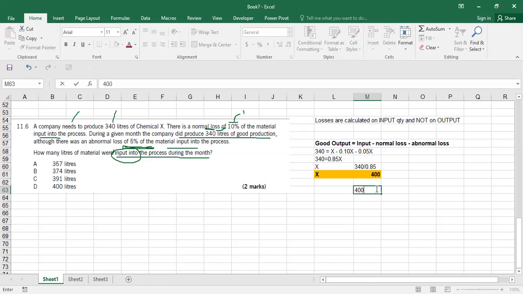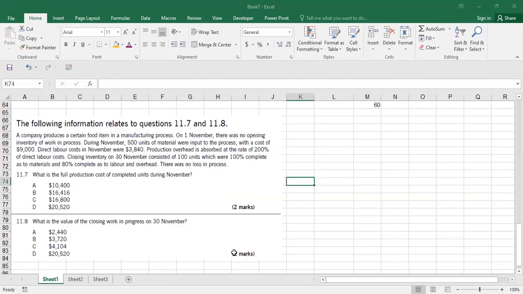You can say that 400 into 0.15 is your total loss. So what is 400 into 0.15? It is 60 liters. When I say 0.15, it means 10% normal loss and 5% abnormal loss. Okay, this was 11.7 and this is 11.8.